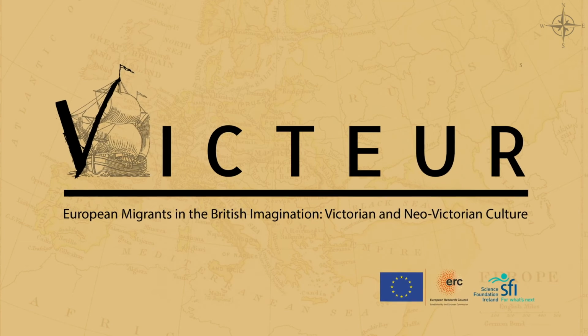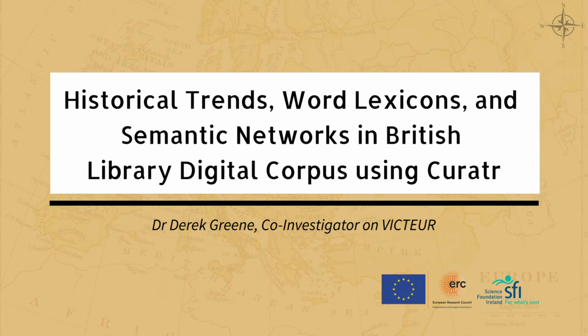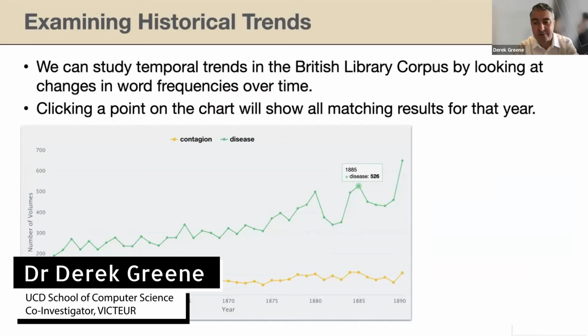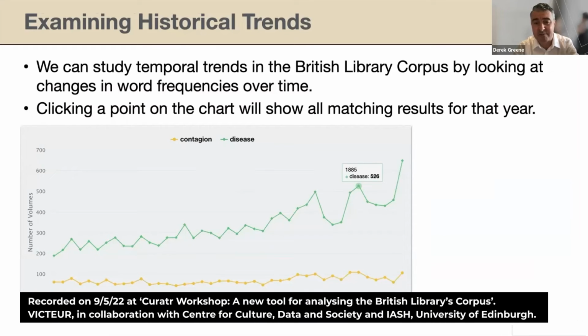Something else that we might want to do would be to look at the temporal trends in terms of word usage in the British Library corpus. So looking at changes in word frequencies over time. I think some people may be familiar with the Google Ngrams viewer, which does something similar. So what we were interested in was creating a similar Ngram viewer for the British Library corpus.